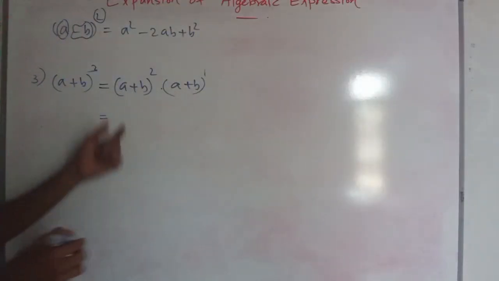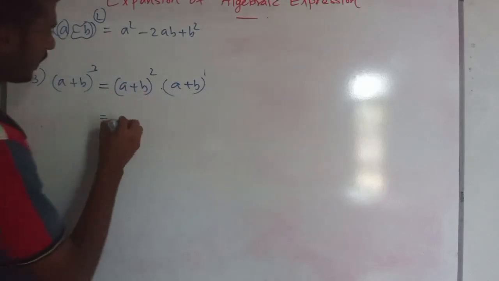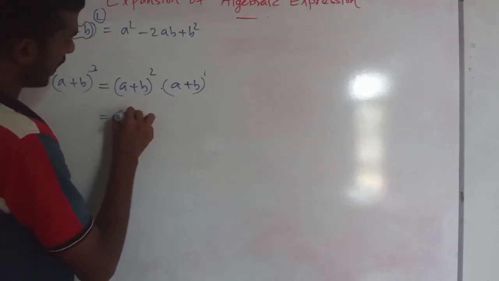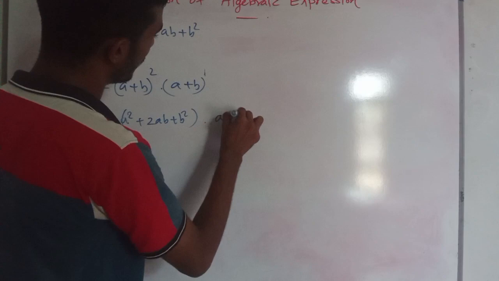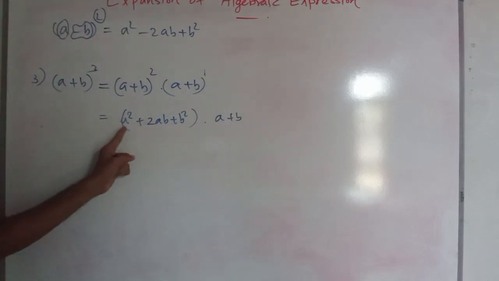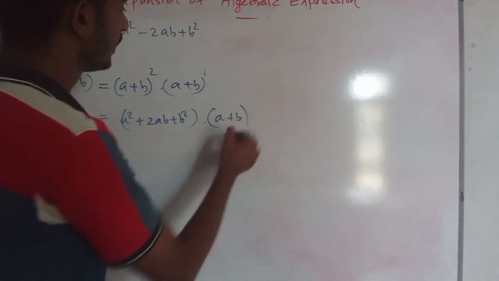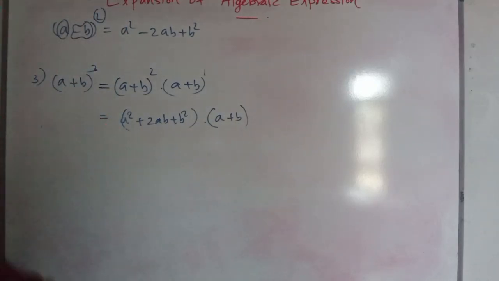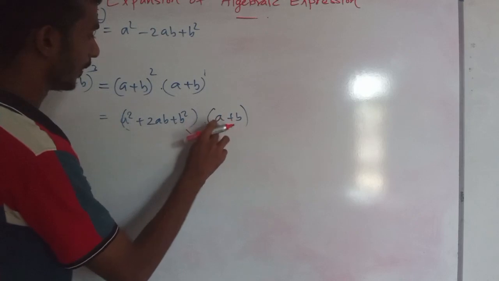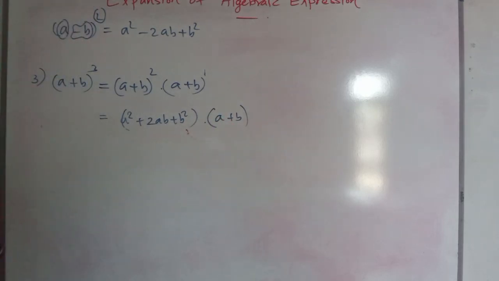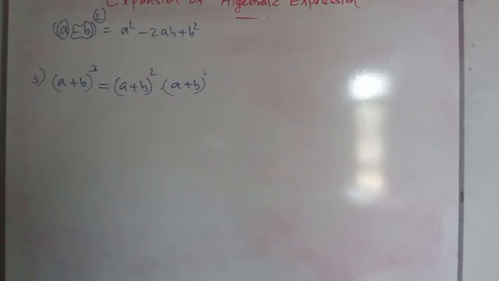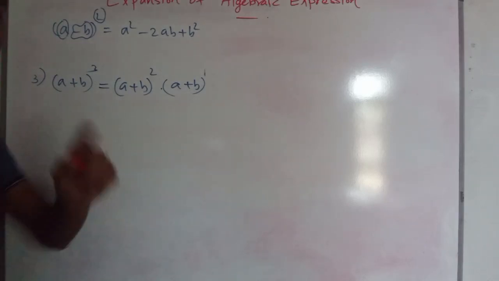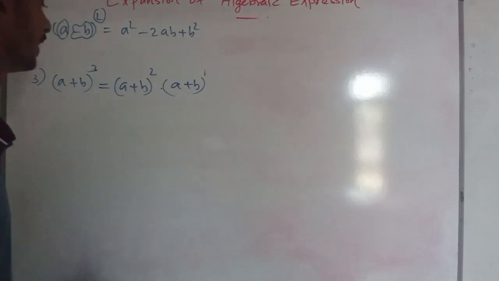Now we have already found out the expansion of this one, that is equal to what? (A² + 2AB + B²) into (A + B). Now in this expression we have 3 terms, 1, 2, 3 terms, and in this expression we have 2 terms. So 2 times 3 is equal to 3 times 2. We can interchange the position in multiplication and in addition, right? Only in addition and multiplication can we interchange the positions of the numbers that are multiplied or added.